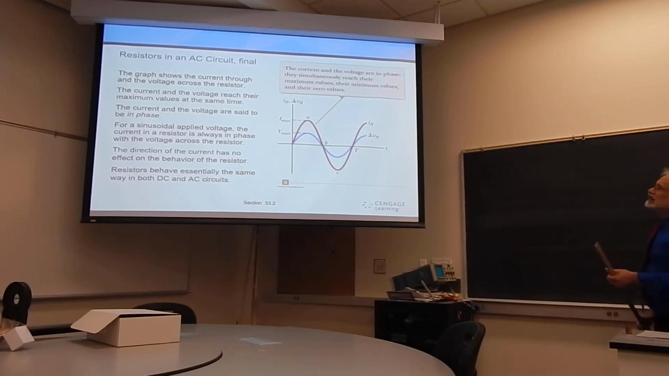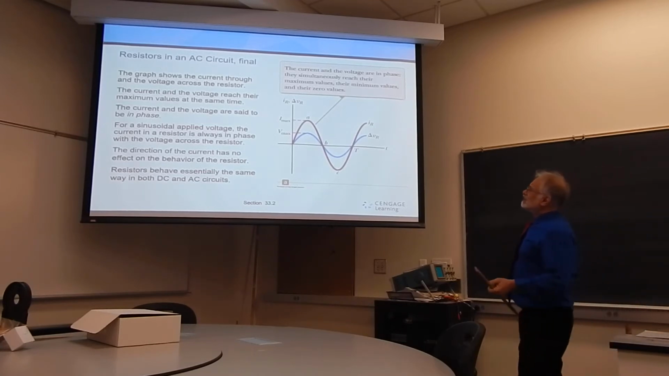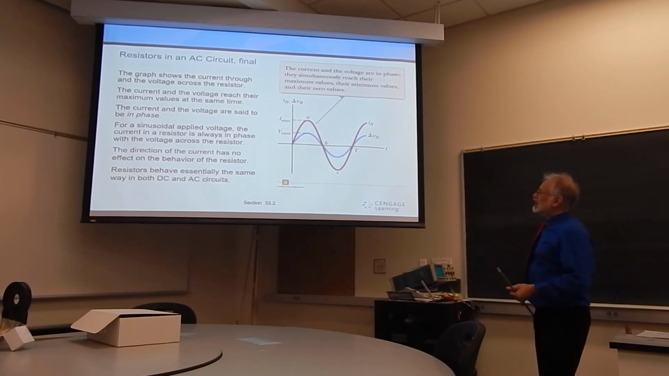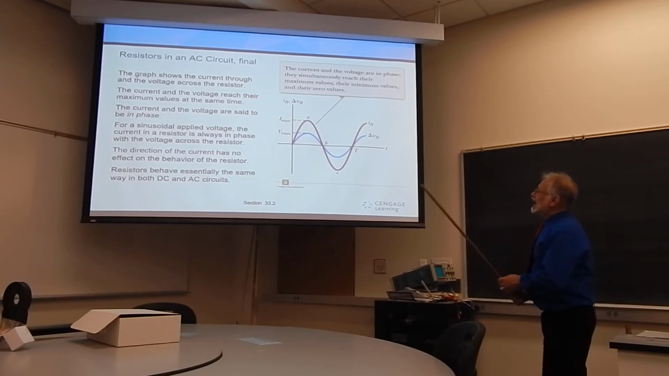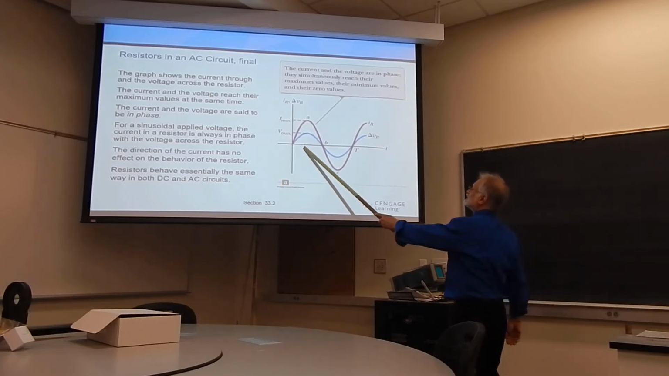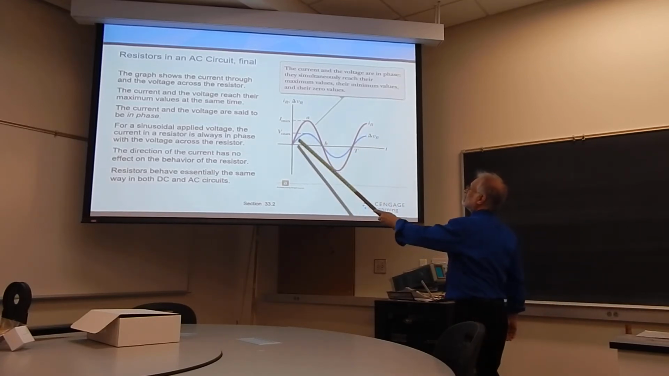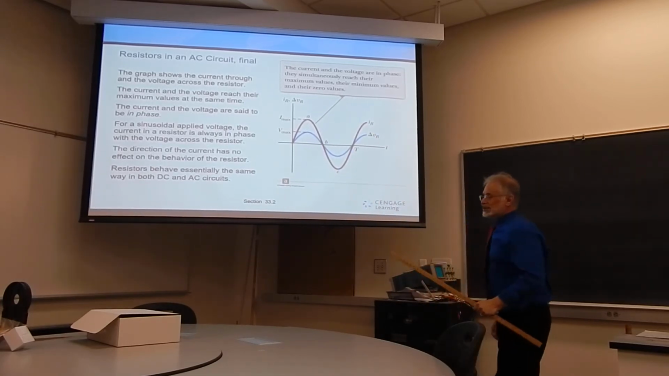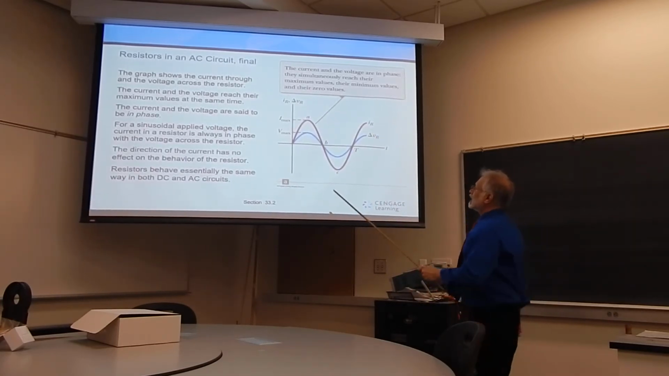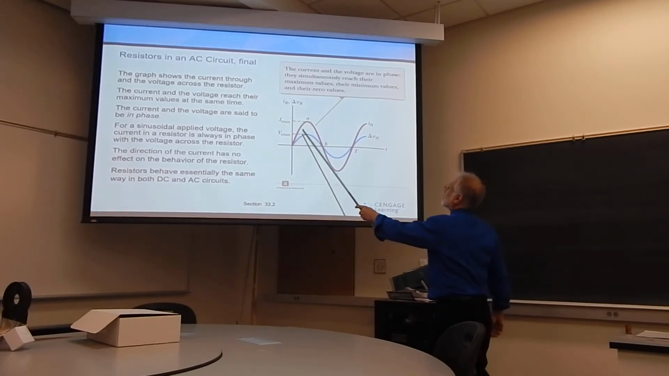If I look at the graph of current versus time as opposed to voltage versus time, I see a trace that looks the same. I see curves that have different peaks. The current may have a different value than the voltage. That wouldn't be surprising. But I see that they are in phase.